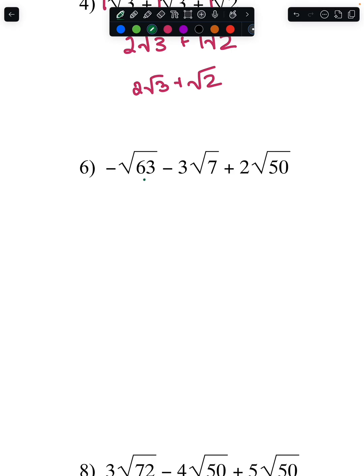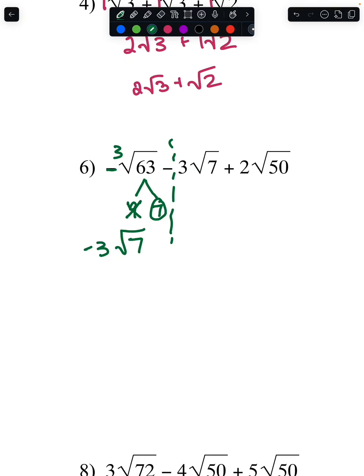63. What times what makes 63? That's 7 times 9. 7 is prime, so we can't do anything with that one. But 9, the square root of 9 is 3, that comes out. So this breaks down to negative 3. And then since the 7 didn't come out, it stays under.